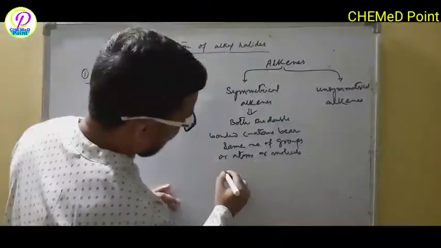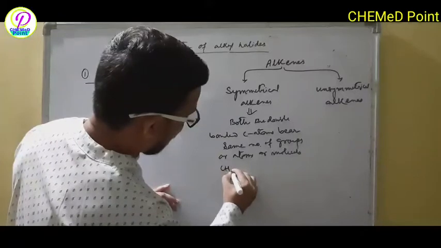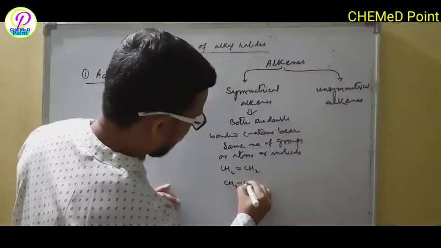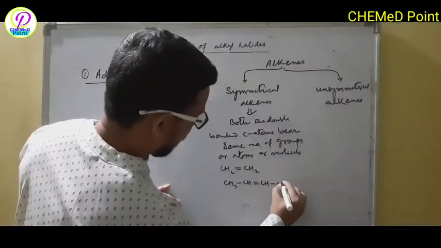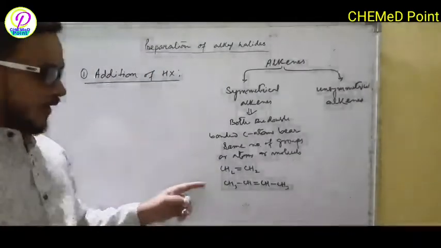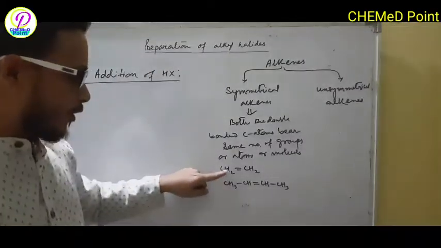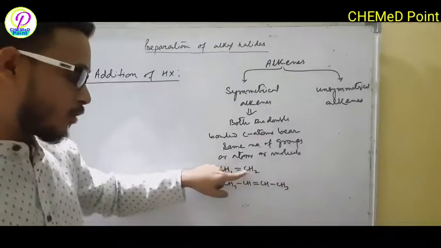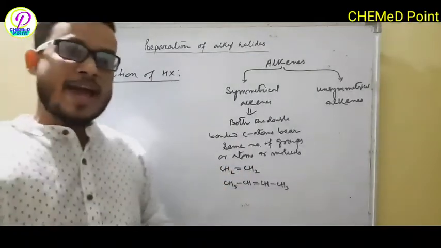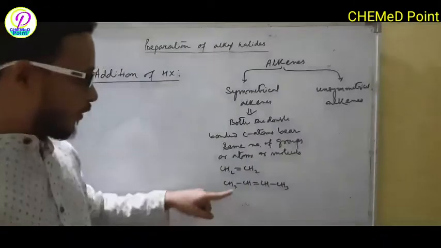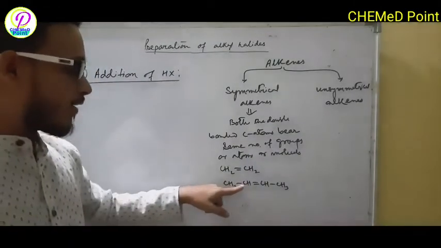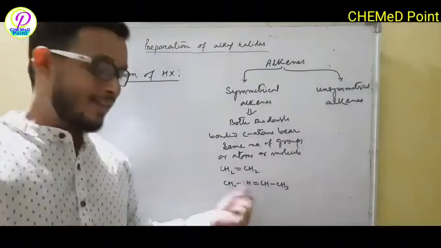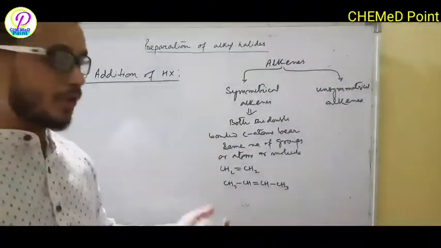So examples of symmetrical alkenes are CH2=CH2 or CH3CH=CHCH3. In this example you see two hydrogen atoms are attached to this carbon and also two hydrogen atoms are attached to this carbon. So both the carbons have the same number of atoms. So in this example, both the double bonded carbons have the same number of groups attached to them. That's why they are called symmetrical alkenes.